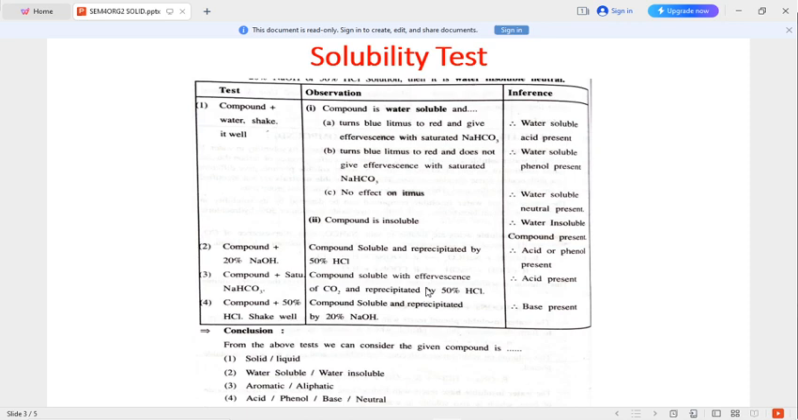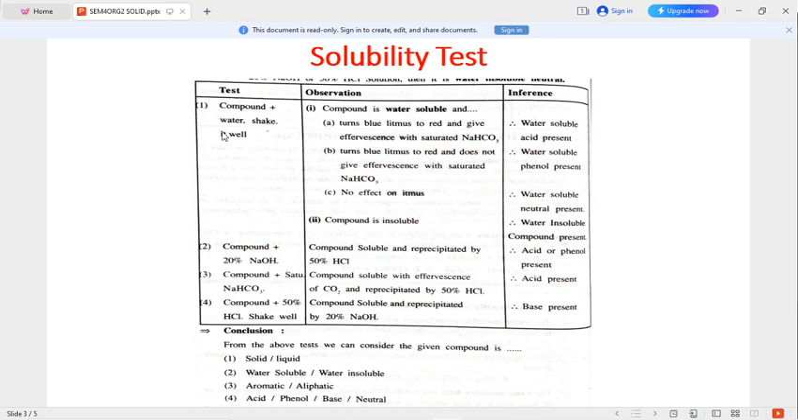But before that, solubility tests, which are very important tests in organic spotting, and with the help of these tests, you can identify or determine the nature of the substance. So these tests are very important. So let us rebrush them.